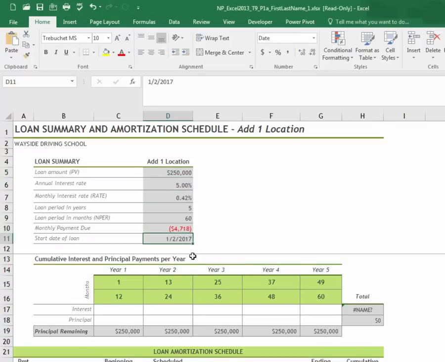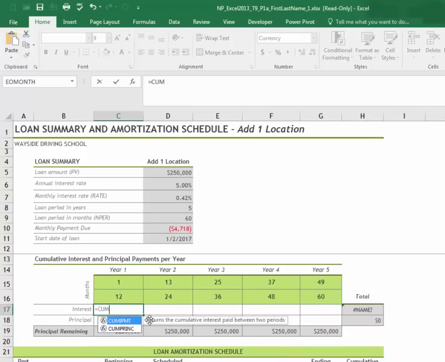Here's our payment, and we're starting January 2nd of 2017. So after 12 months, basically, how much interest will we have paid? So we have a function, CUMIPMT, returns the cumulative interest between two periods. So we're going to have to define the starting and ending period. So in this case, it's asking for the rate, and we want to keep everything to the same time period. So we'll go monthly. So there's our monthly interest rate. And how many periods? Well, we need monthly periods, and so there's 60 of them. And then finally, what's the present value of the loan? It's a positive number, 250, that the bank just handed us.